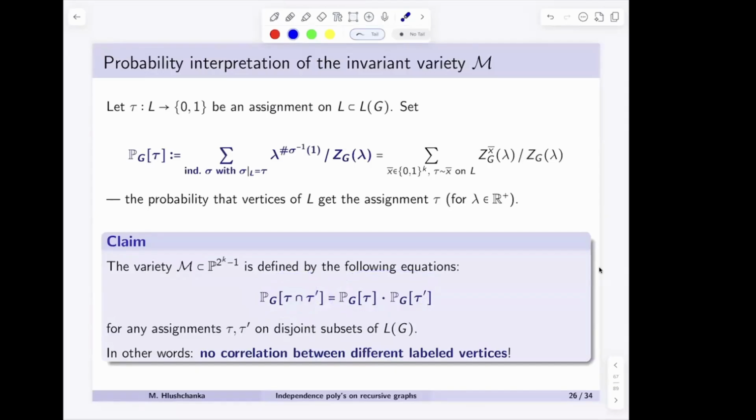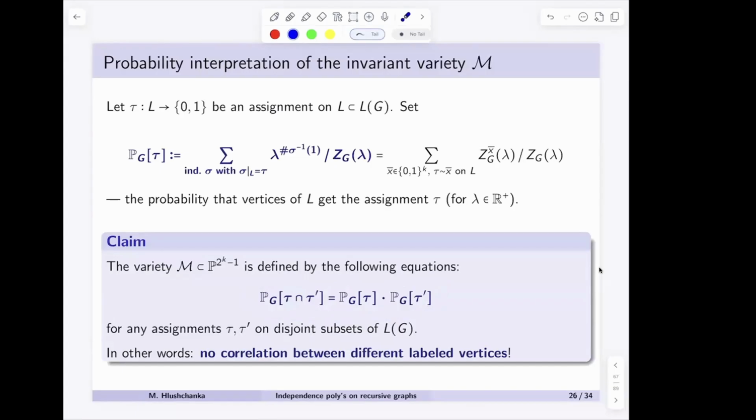Or put it differently, there is no correlation between the labeled vertices. So the assignments on different labeled vertices are independent of each other. The interpretation of this invariance is that if there was no correlation between the labeled vertices in the nth generation, you could also deduce that there is no correlation between the labeled vertices in the n plus first generation. So you could make it precise and prove this invariance of this variety in this probabilistic way.